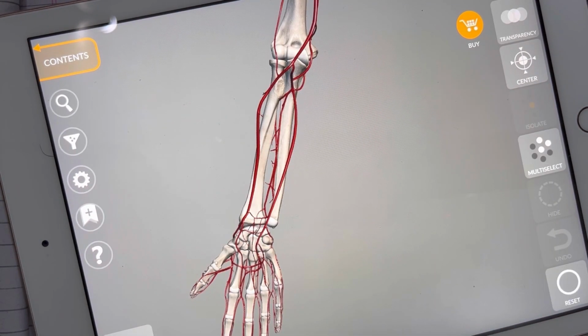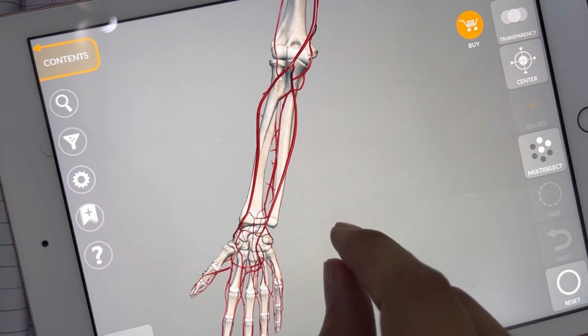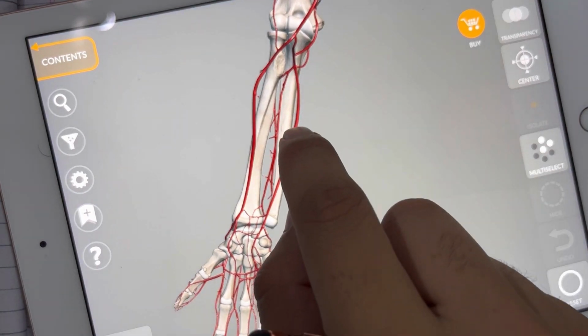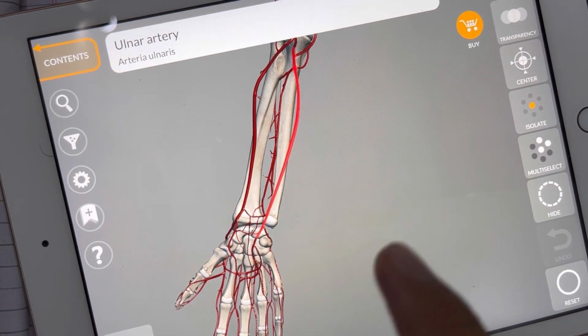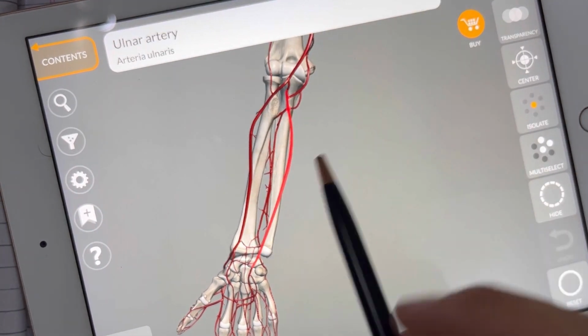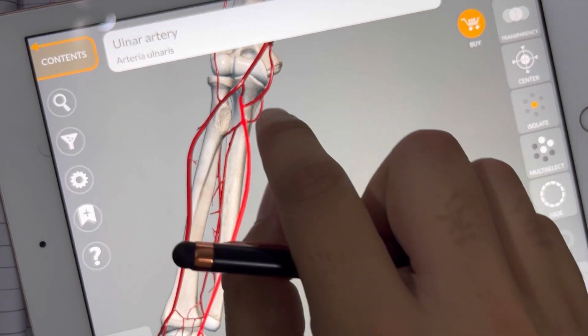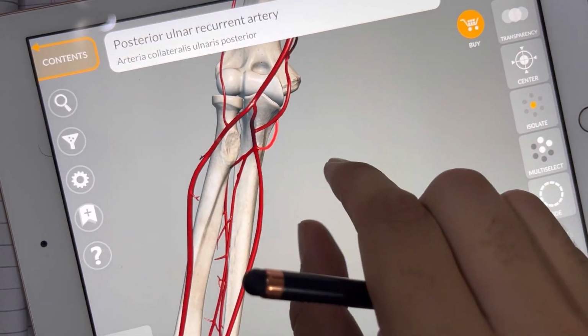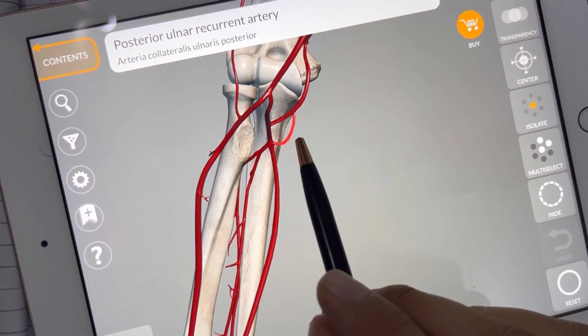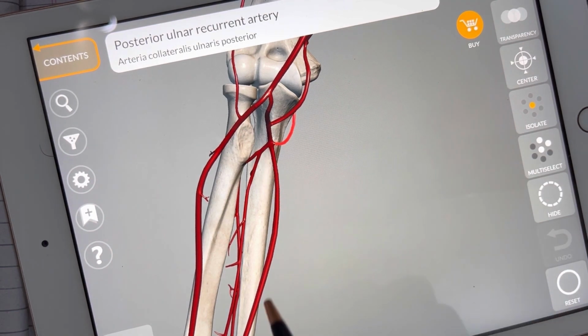Now students, moving toward the blood supply of the flexor carpi ulnaris muscle. So the flexor carpi ulnaris muscle is mainly supplied by the ulnar artery. This is the ulnar artery, which is the branch of the brachial artery. Flexor carpi ulnaris muscle is also supplied by the posterior ulnar recurrent artery. This is the posterior ulnar recurrent artery, which is the branch of the ulnar artery.